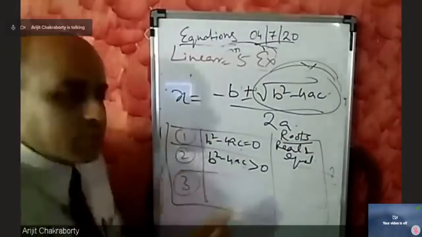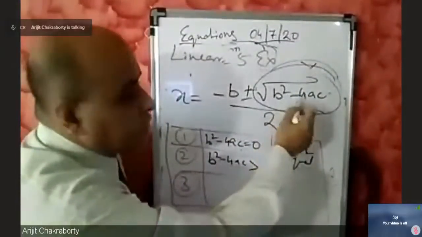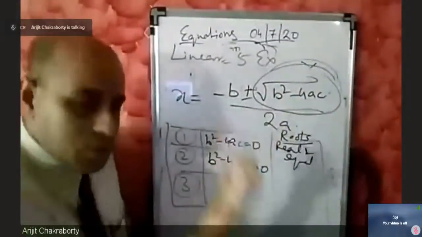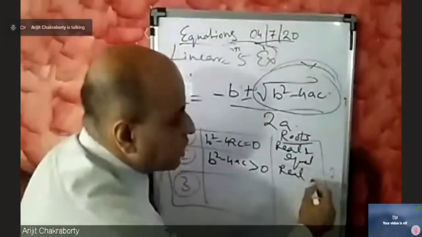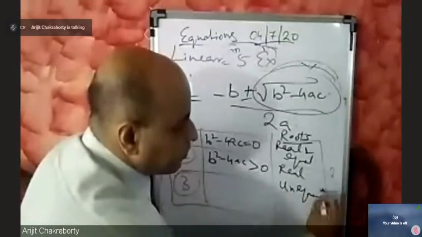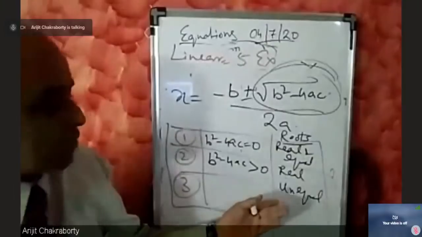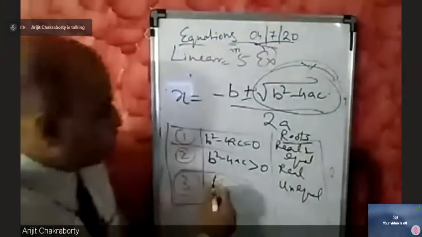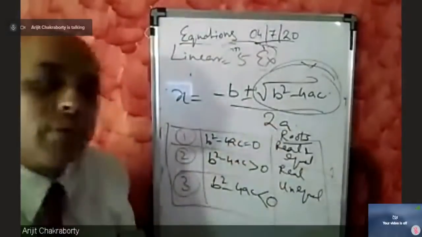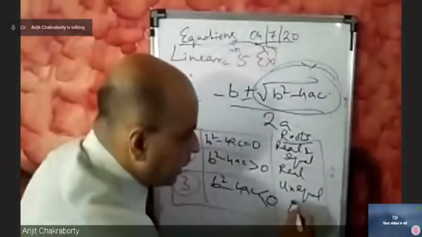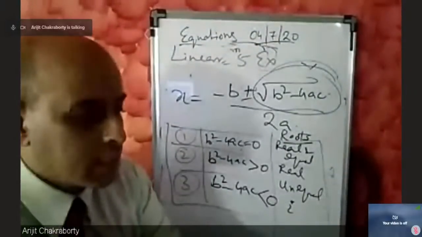If b squared minus 4ac is greater than 0, what will happen? It is a positive number and it will have a square root. So in that case, it's real, but the roots are unequal. In the first case, it was real and equal. In the second scenario, it is real and unequal. And if b squared minus 4ac is less than 0, as we know, it will become an imaginary number denoted by i. Okay. So this is basically what happens in case of the roots.